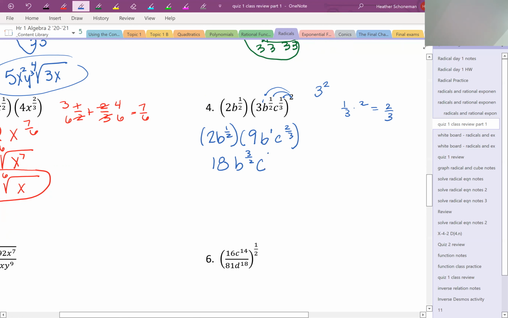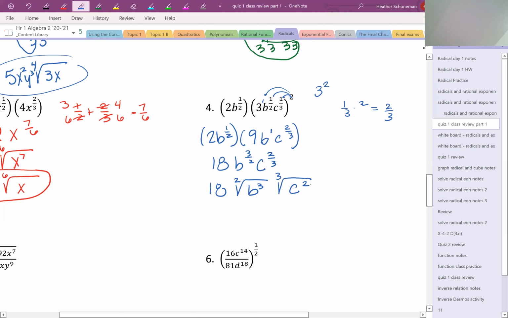With the c's, there's our answer there. So now we've got it all simplified. We just need to write it in the correct form. 18, we don't need to change because it doesn't have a fractional exponent. But the b's, we need to rewrite. 2 goes on the shelf, 3 is the exponent. The c's, we need to rewrite. 3 goes on the shelf, 2 is the exponent.